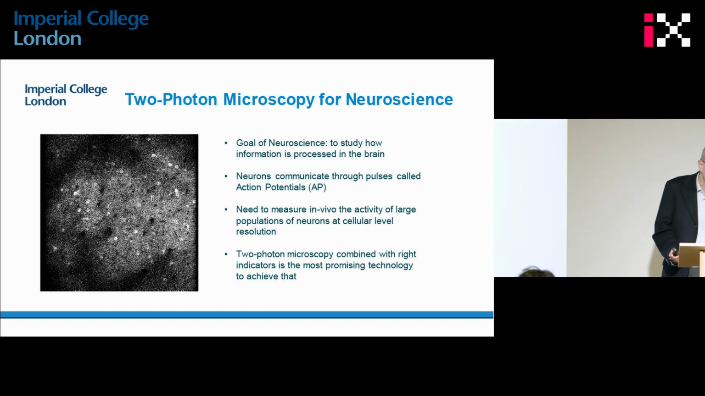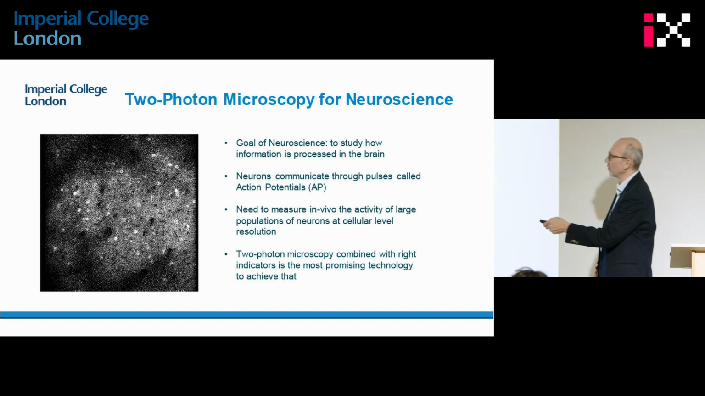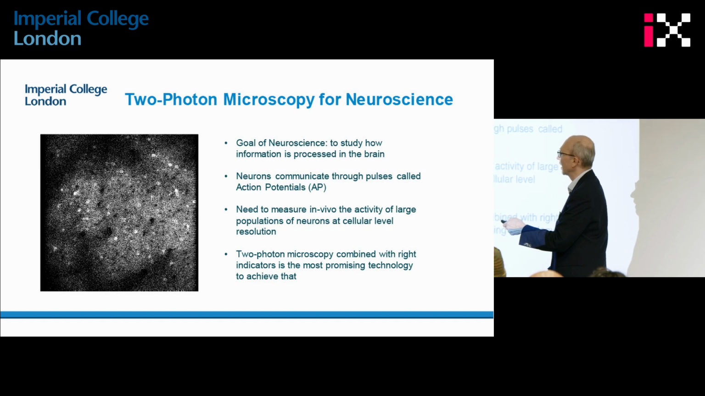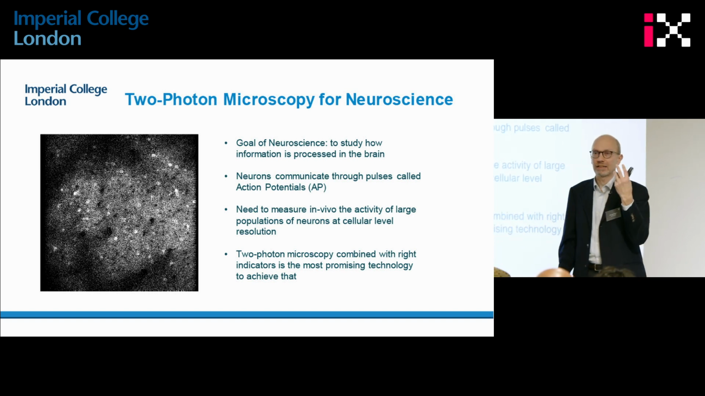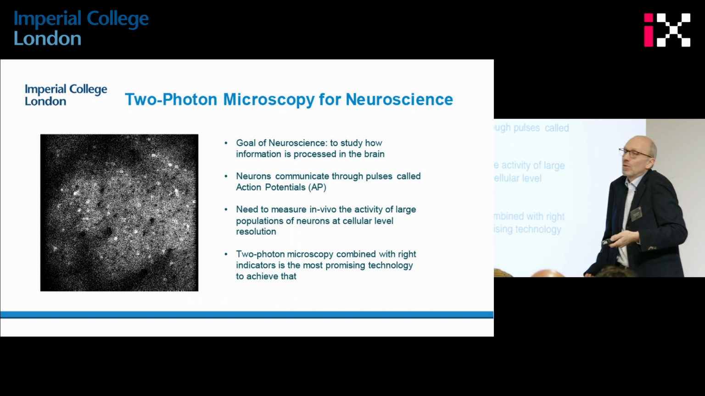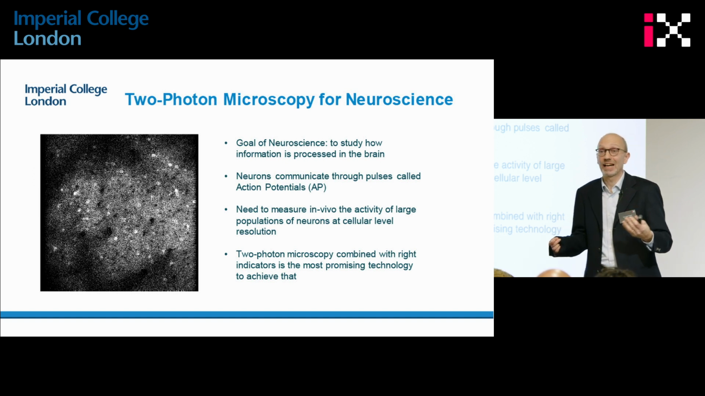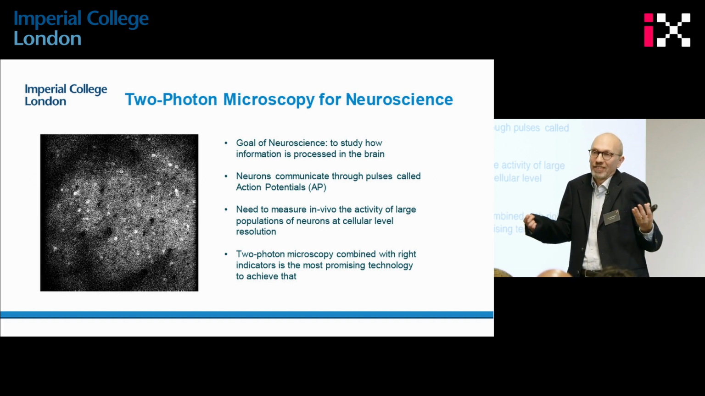Now, with this type of microscope, you get this type of data. OK, you can see that in here. So these cells are neurons. And when they are brighter, it means that the neuron is generating what is known as an action potential, so a pulse. OK, and we know that the brain encodes information through these pulses. But we don't know how this information is encoded, obviously.